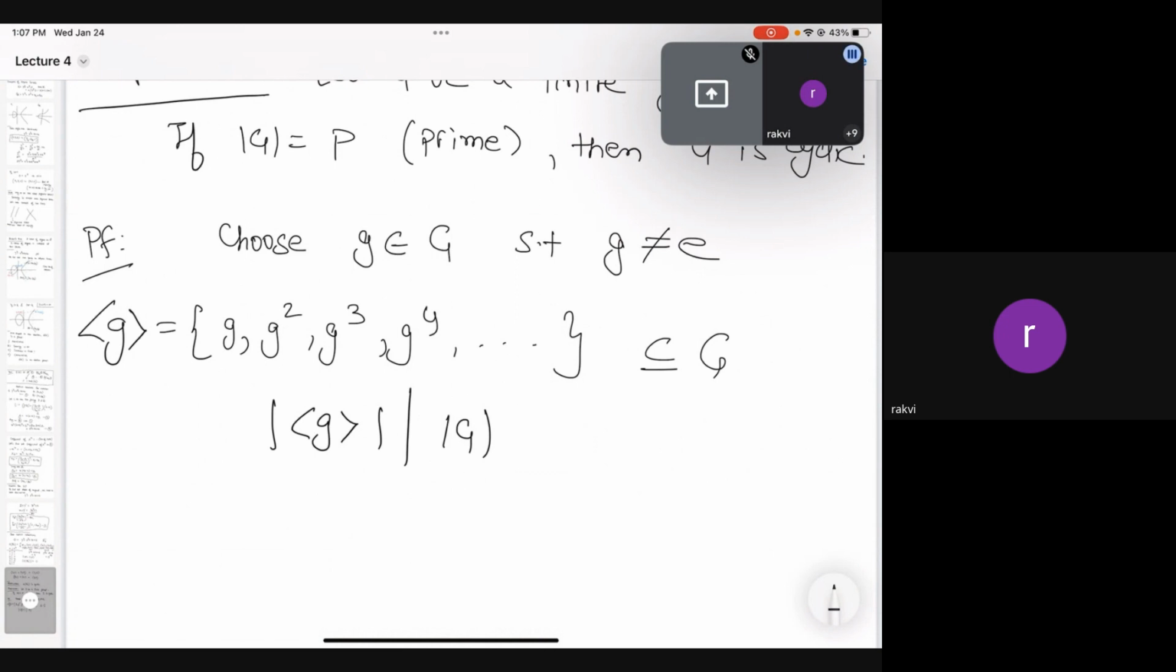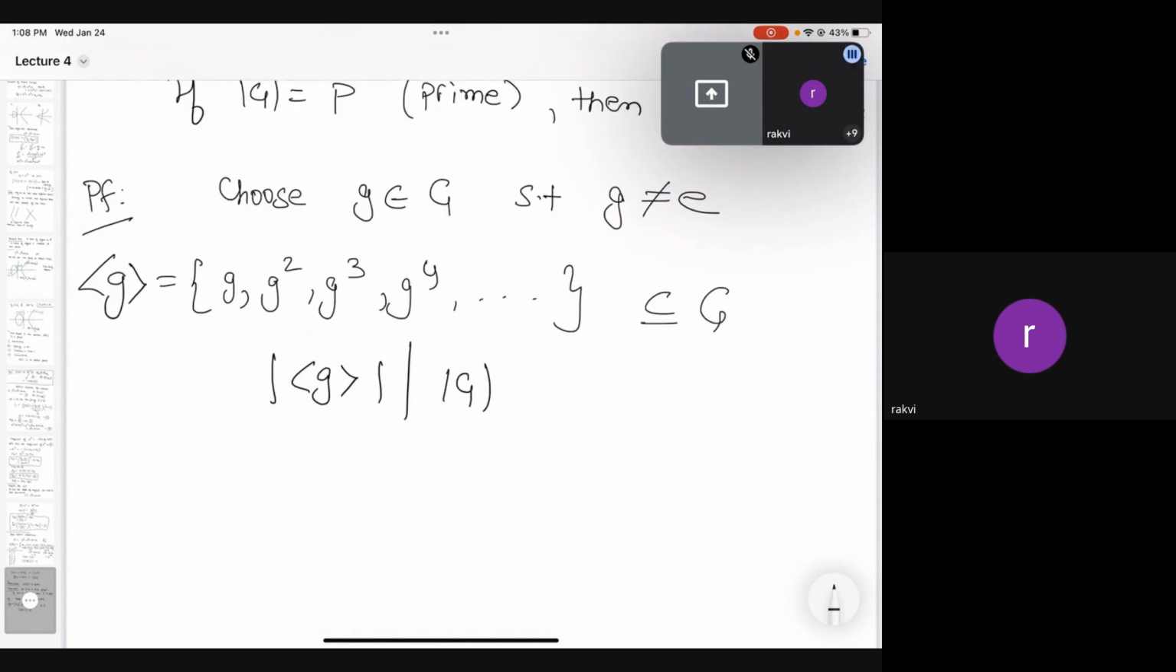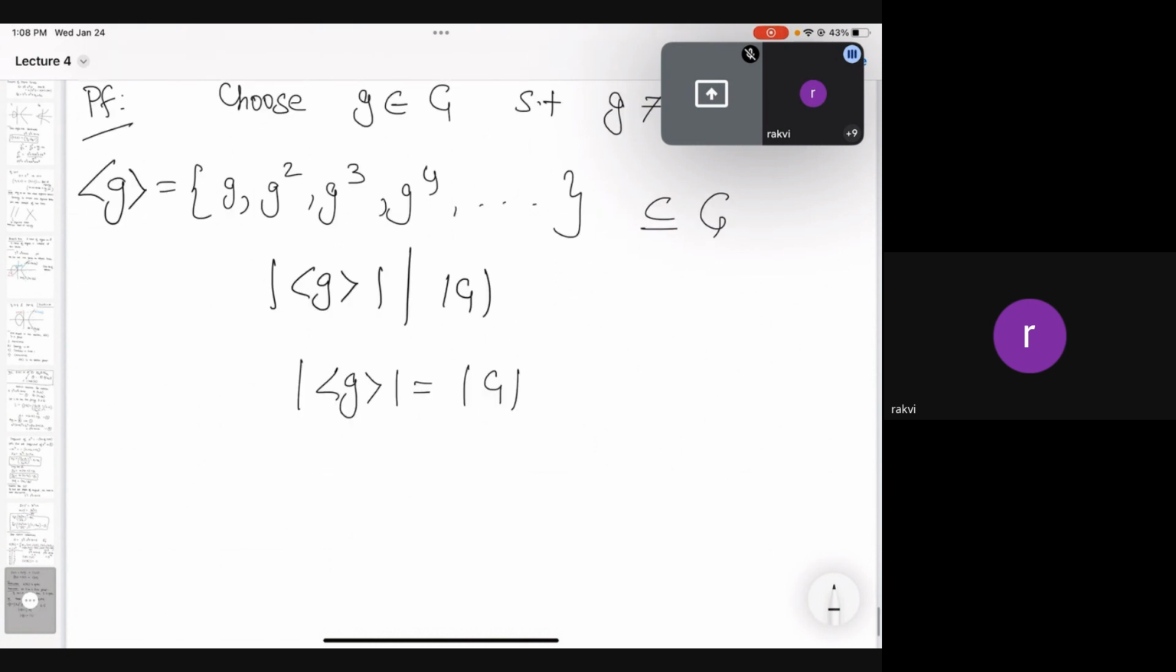But the order of G is really a prime number, right? And what are the divisors of a prime number? It's one or itself. So this subgroup is clearly not of order one, because I'm not taking the identity element, I'm taking a non-identity element. So that tells me that the order of this subgroup has to be the order of the full group. So if we have a subset whose size is equal to the set itself, that means that these are really the same.